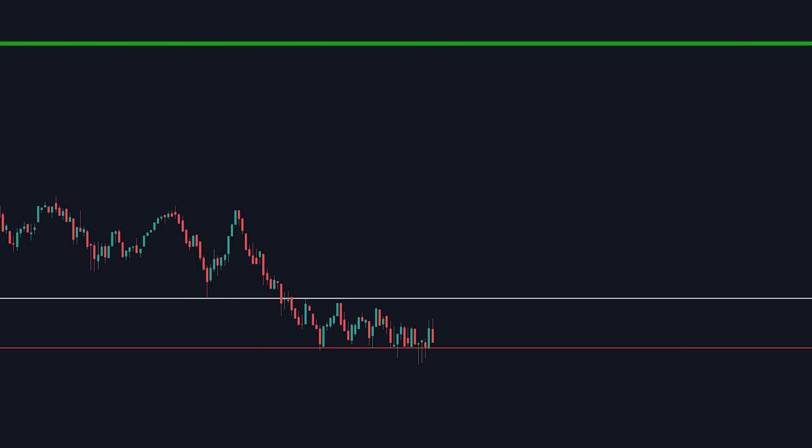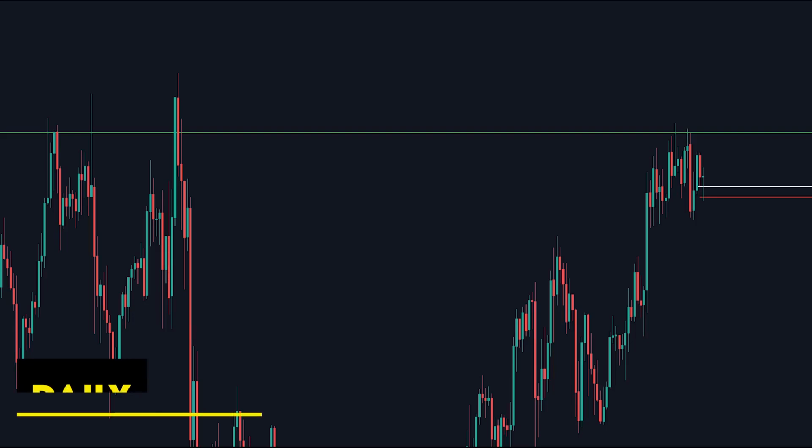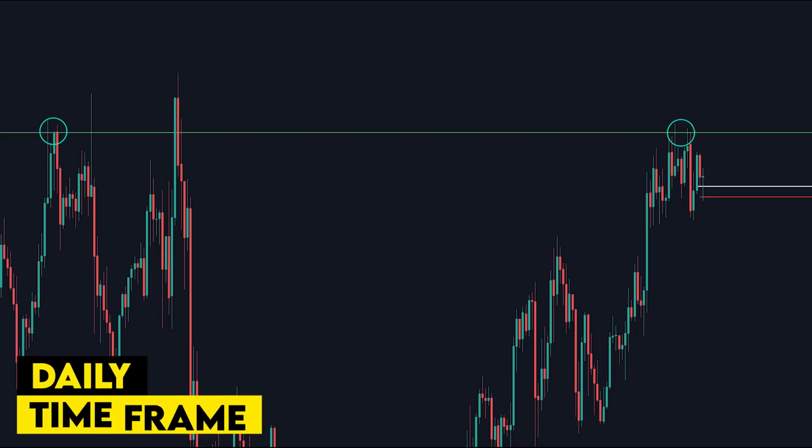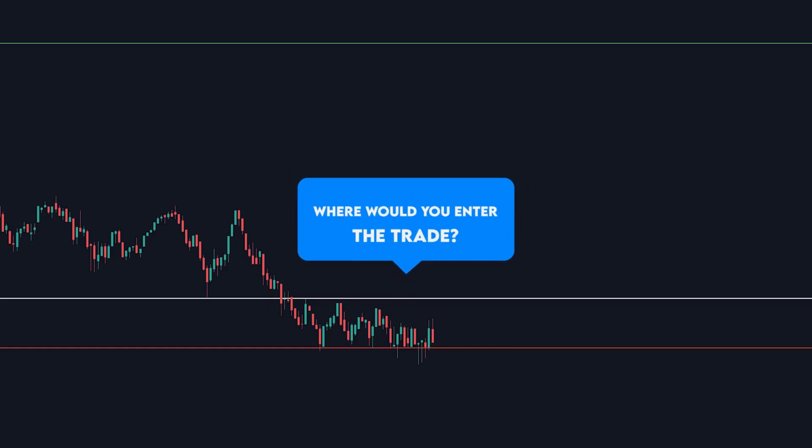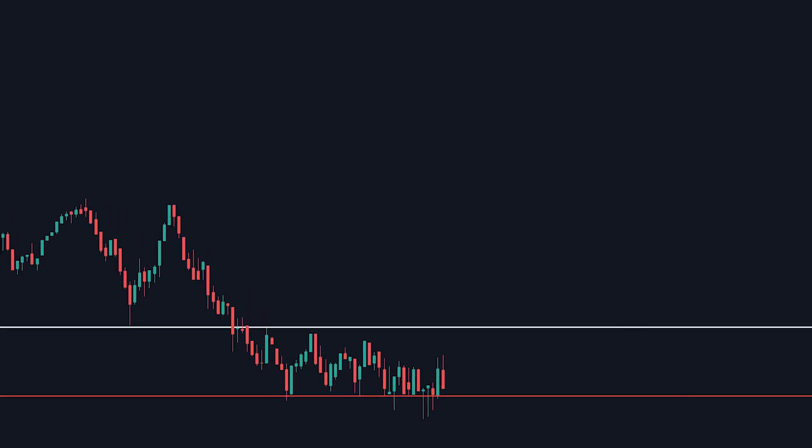The green line is our profit mark. We got this line by going on the daily time frame and finding a key level of resistance. Now that we know what all these key levels are, think to yourself what you would do. Where would you enter the trade? Where would you set your stop loss? These are all some questions you should be asking yourself.